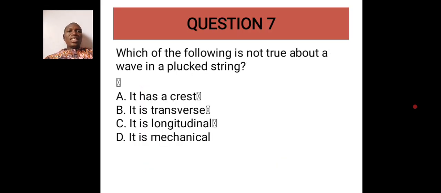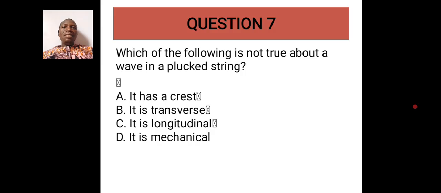So look at the question again. Plucked string. String, that's on a musical instrument. So does it have a crest? Is it transverse? Is it longitudinal? Is it mechanical? First of all, it has a crest, of course. It's just like a water wave. When you strike a string on a bass guitar, it produces a vibration. So that vibration moves along the string, and it is more like a water wave. So it has a crest.